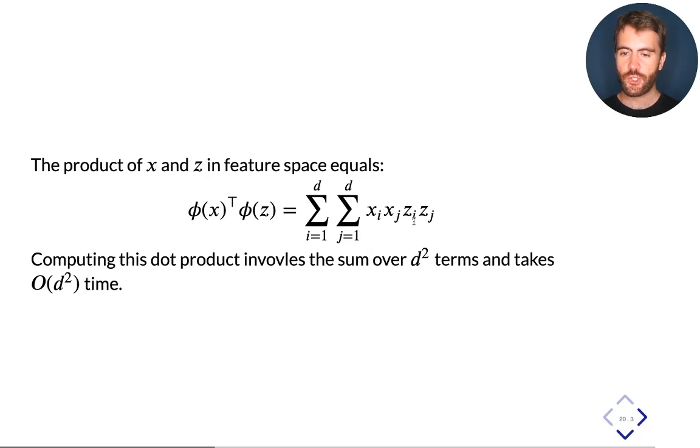And this is a summation over d squared terms. You can see it here. I have two nested summations, each of them going over d terms. Therefore, computing this entire set of terms, we have d squared terms over which we're summing, and it's going to take big O of d squared time to perform this summation.